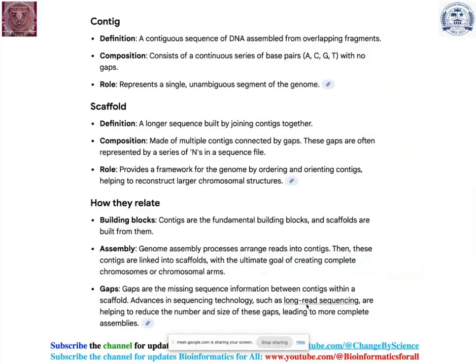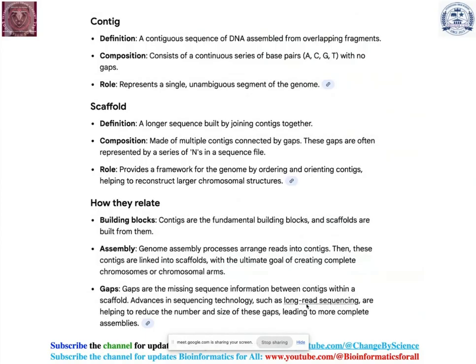Now, you have already identified the definition of contigs, which is a continuous sequence of DNA assembled from overlapping fragments, and the composition is, of course, ATGC. Then role: it represents a single unambiguous segment of the genome. A scaffold is a longer sequence built by joining the contigs together. And composition, again, made up of multiple contigs, which are made up of ATGC, connected by gaps. These gaps are often represented by a series of N's in a sequence file.